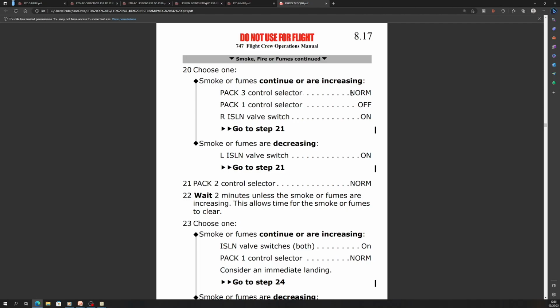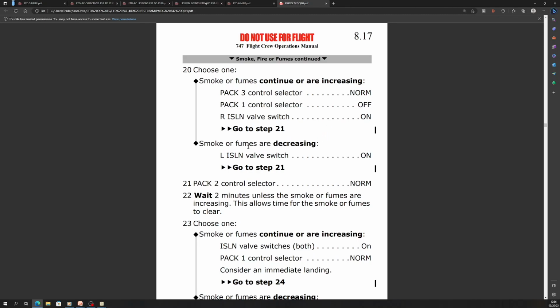Pack 3 control selector normal. Pack 1 control selector off. Isolation valve switch, right isolation valve switch on. You're still isolating Pack 2. But you're bringing Pack 3 back to normal, so you have a pack on. And then you're opening the isolation valve. And it looks like Pack 2 is still shut off. But we've got Pack 1 isolated now, basically, because we think the problem may be in Pack 1 now.